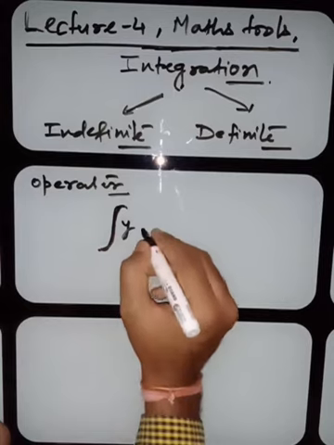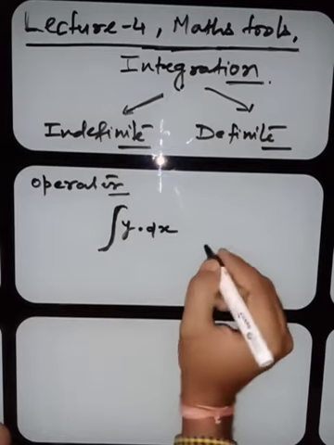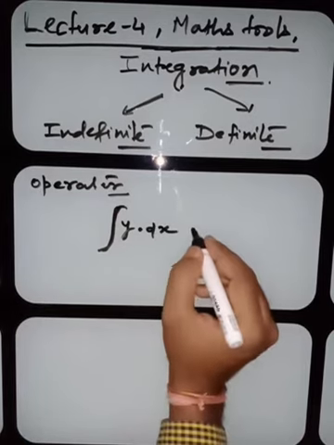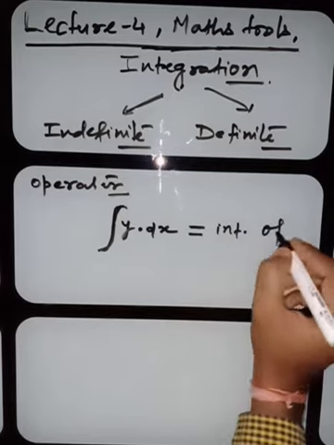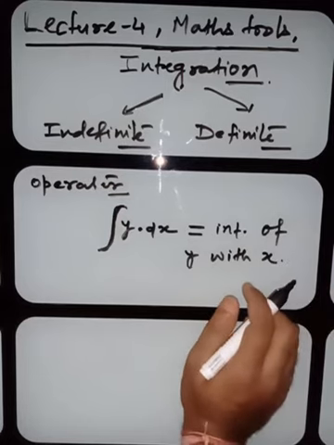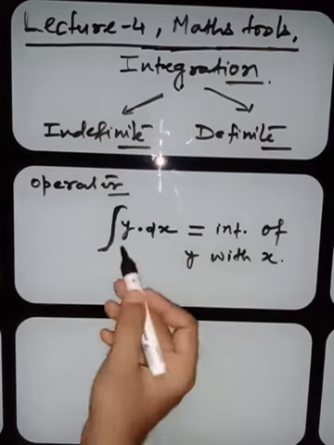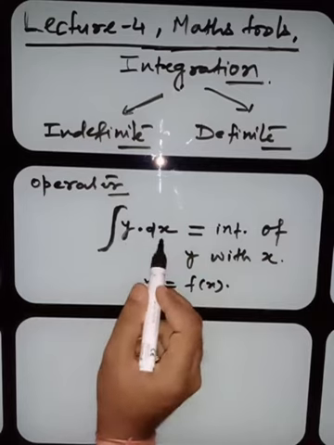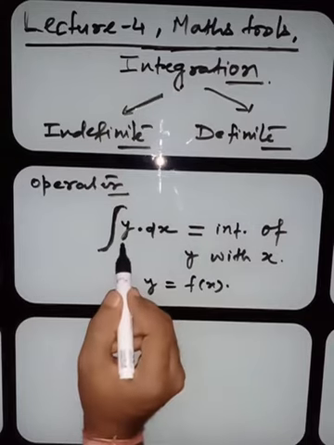And here is any function y, and with respect to which variable you want to integrate, it is dx. This is simply the operator of integration. What you will call this one, my dear students, is integration of y with x. With x you have to integrate this function y. It means y will be a function of x. If any function is not of x and you have to integrate with x, then this will be considered as a constant.